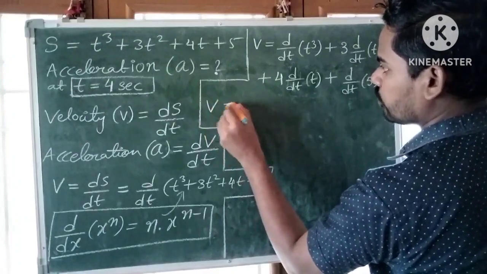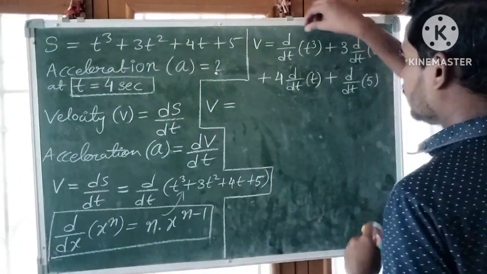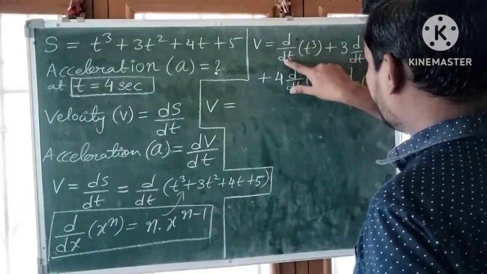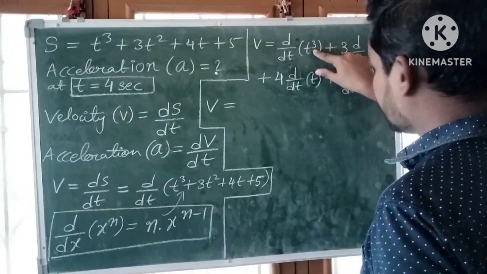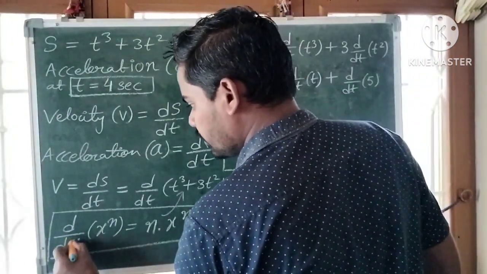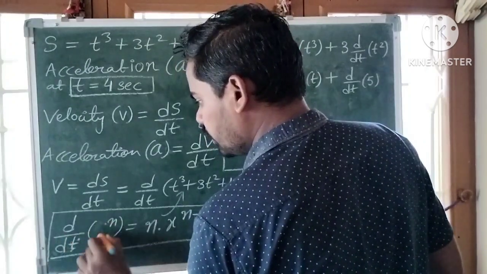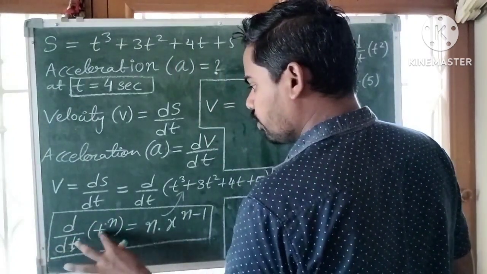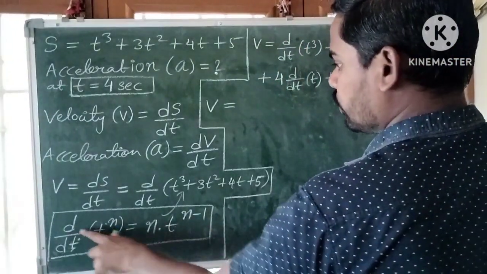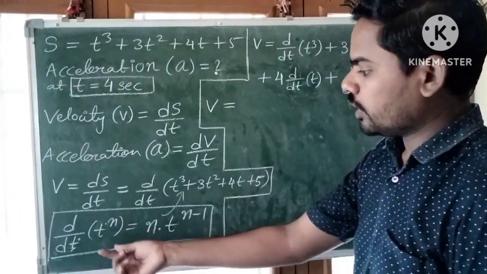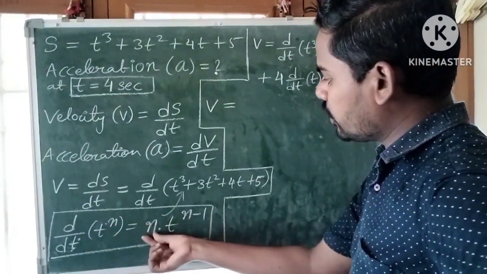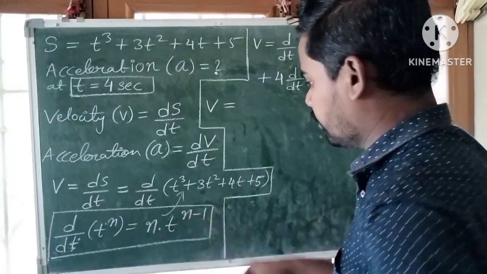Okay, v = d/dt of t^3. It's like d/dx of x^3. The formula in terms of t is d/dt of t^n equals n times t^(n-1). So for d/dt of t^3, where n is equal to 3, we get 3 times t^(3-1).